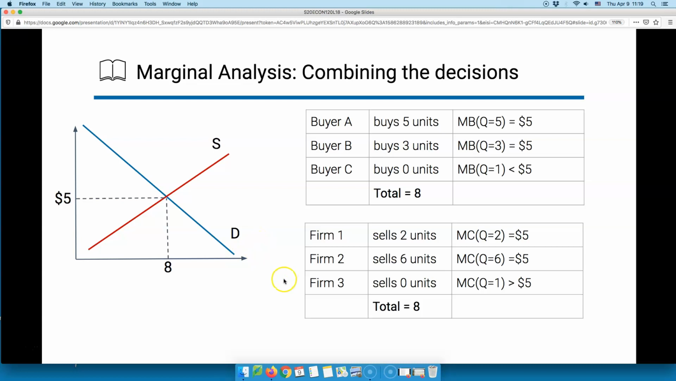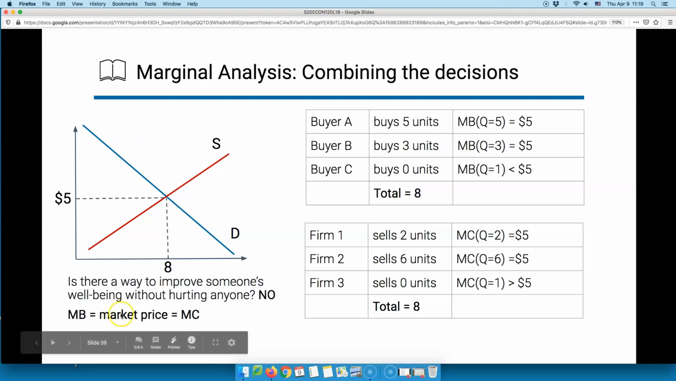We can say that for all market participants, all active market participants, the marginal benefit of consumption from the last unit equals the price, which equals the marginal cost of producing that last unit. So remember that the supply curve, the red curve here, summarizes the marginal cost of individual producers. The demand curve summarizes the marginal benefits of individual consumers in this market.